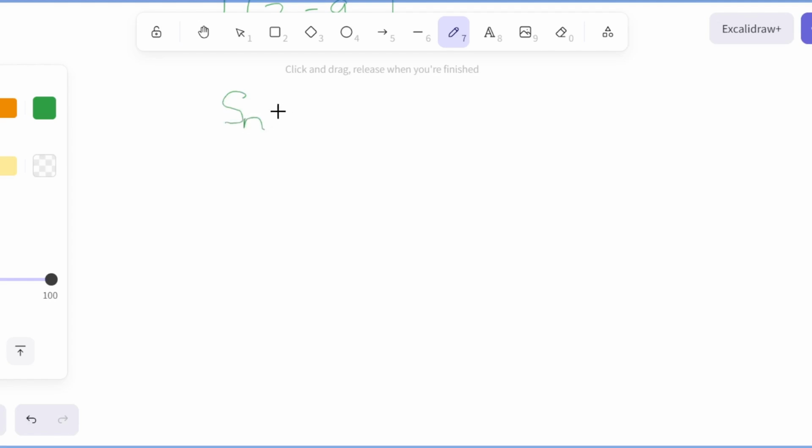Sum of terms of an AP. The formula is n by 2 times 2a plus (n minus 1)d. This is the sum of n terms of an AP.